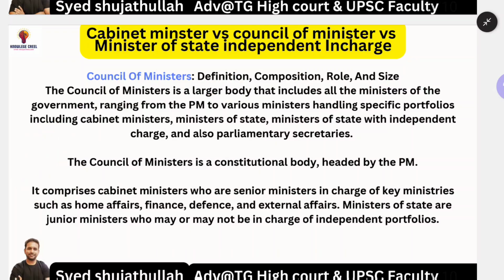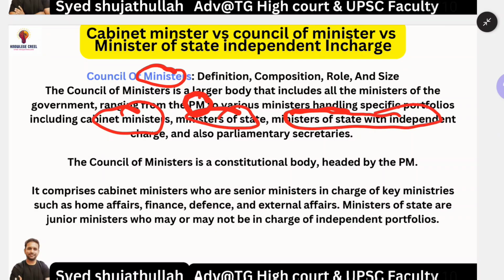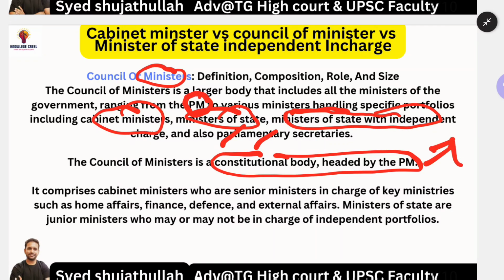Okay. Now, this Council of Ministers will also have PM and other various ministers which are having different portfolios. So Council of Ministers include, as I have already told you, Cabinet Minister, Ministry of States, Ministry of States with independent charge, along with Parliament secretaries. The Council of Ministers is a constitutional body headed by the PM, which we have already discussed in the question. The Council of Ministers consists of Cabinet Ministers who are senior ministers in charge of key ministries such as Home Affairs, Finance, Defence and External Affairs.